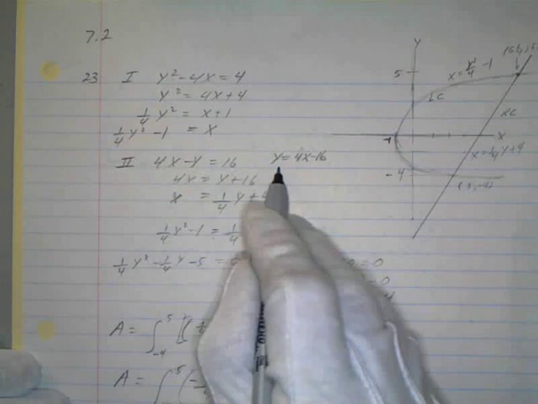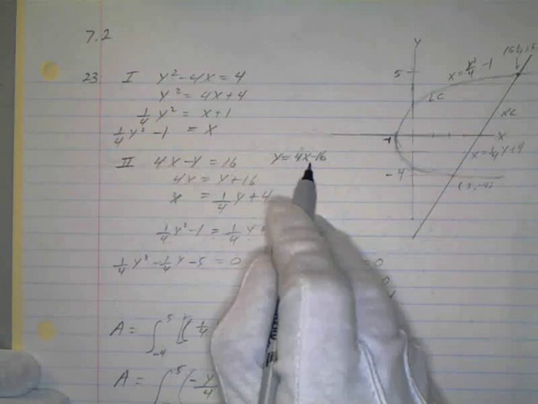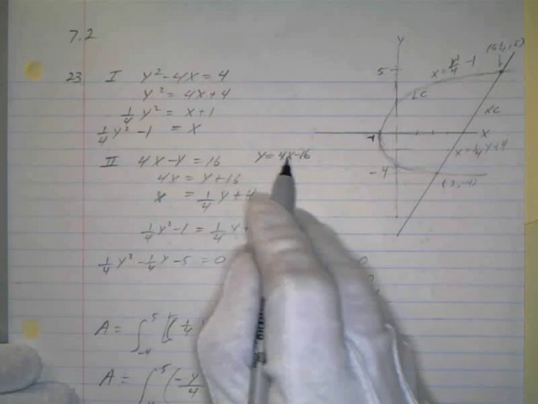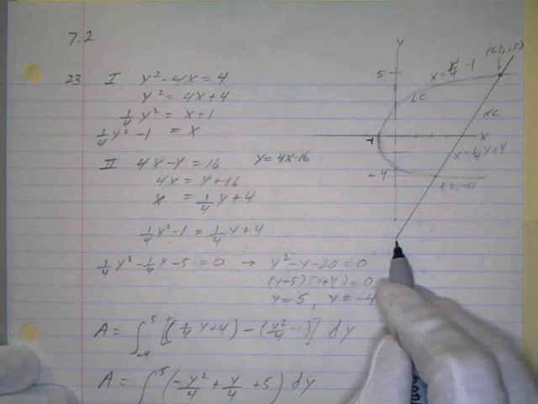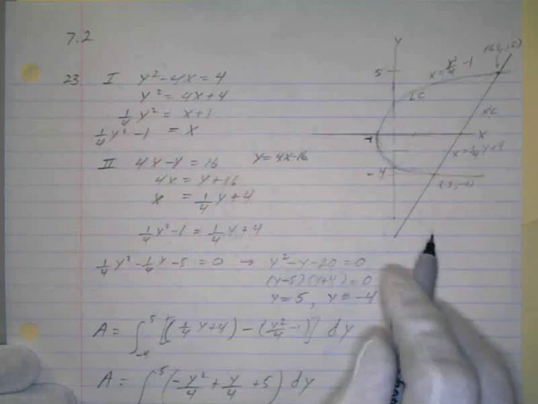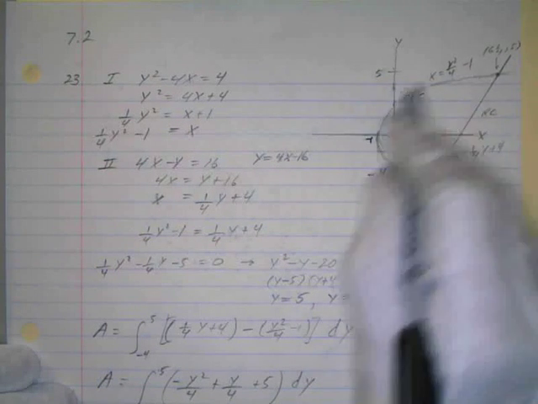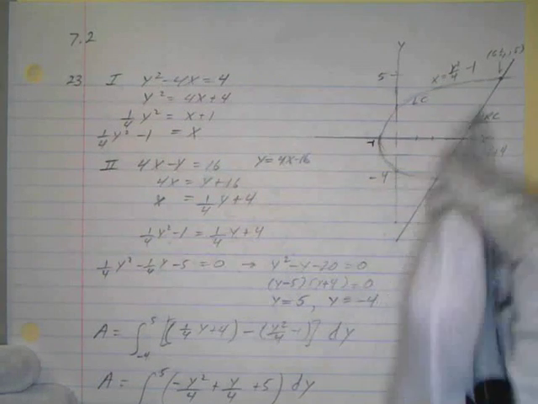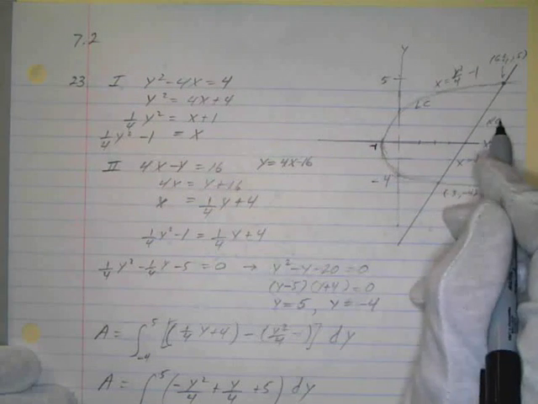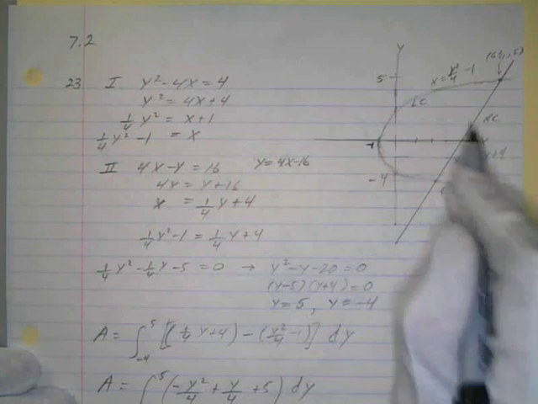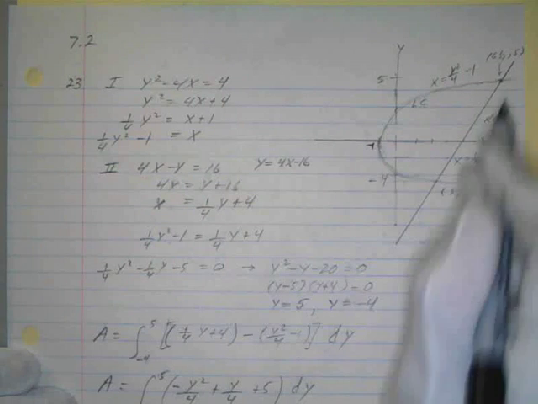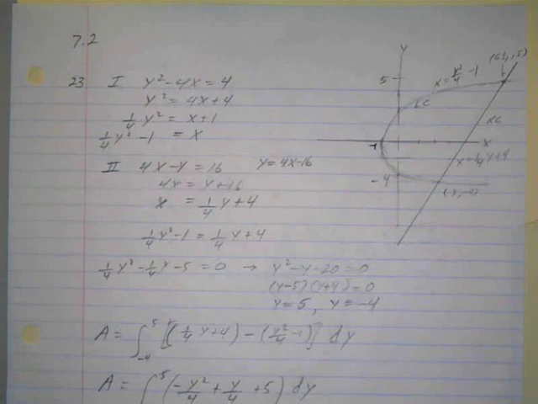Now I actually solved it for y because it's a little bit easier to graph it in terms of y equals 4x minus 16. So the intercept is way down here at negative 16, and the slope is 4, so this is not quite to scale. But you can see we have a line and a parabola, and we want to find this area here. I can use the line as the right curve and the parabola as the left curve, and I can integrate with respect to y. I just have to find out where my intersections are.